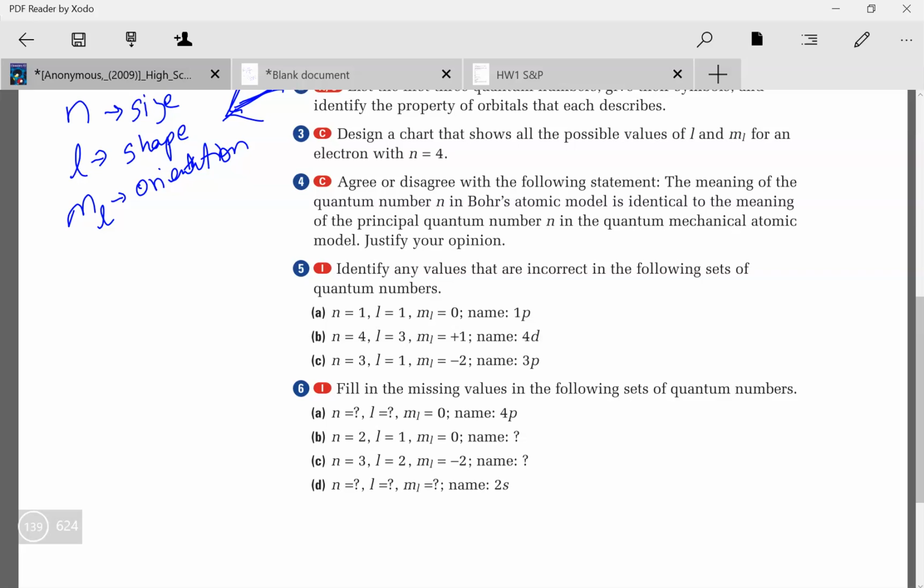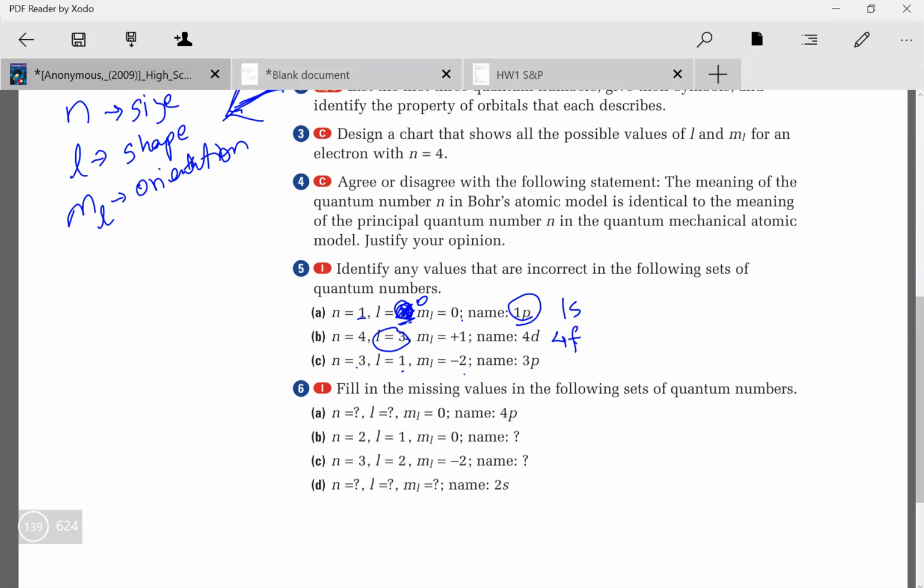Identify any values that are incorrect. So 1p. Okay, so there's the problem right here. You cannot have a 1p orbital because n equals 1 means L cannot equal 1. So that's an incorrect right there. This has to equal 0. This should be a 1s orbital. I'm not asking you to correct it, just say that that's wrong. L equals 3 is a 4f orbital. So that's a mistake right there.